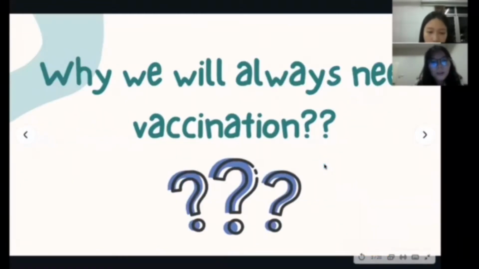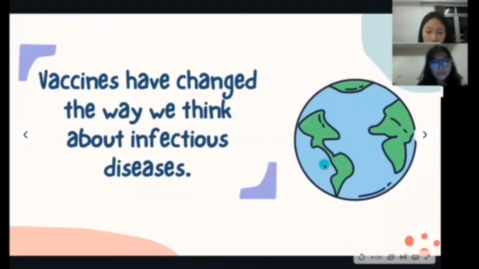Why will we always need vaccination? Vaccines have changed the way we think about infectious disease in many parts of the world. Diseases that were once responsible for millions of deaths a year are now considered a thing of the past. Smallpox has been eradicated. Polio is on its way out, and there is a decline in a wide range of other vaccine-preventable diseases like measles, diphtheria, and pertussis.